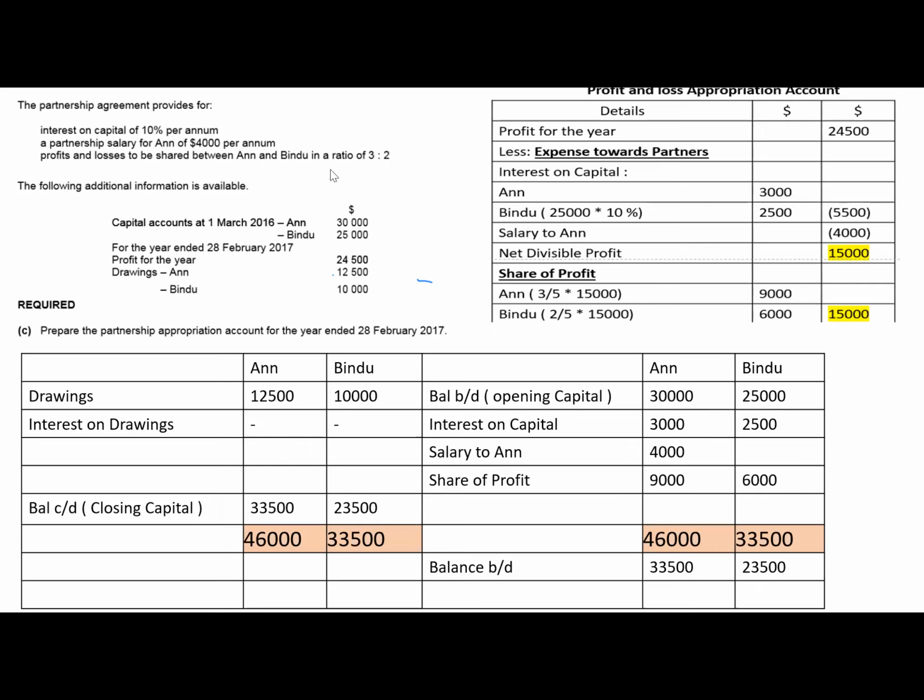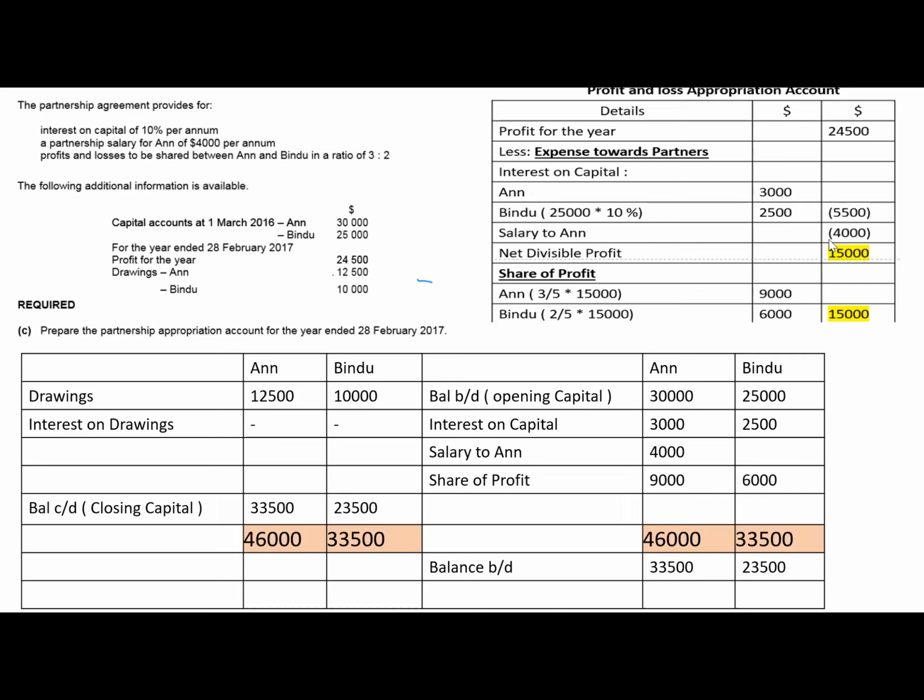Now see, you have your profit for the year as 24,500. There was no income from partners. There is expense towards partners. Understand the columns that you're putting. Interest on capital is there. You will write Anne and Bindu. What is the capital for Anne? 30,000 into 10% for Anne. 25,000 into 10% for Bindu. This is the interest on capital. Are you with me? Then you have another expense towards partners, what is it?